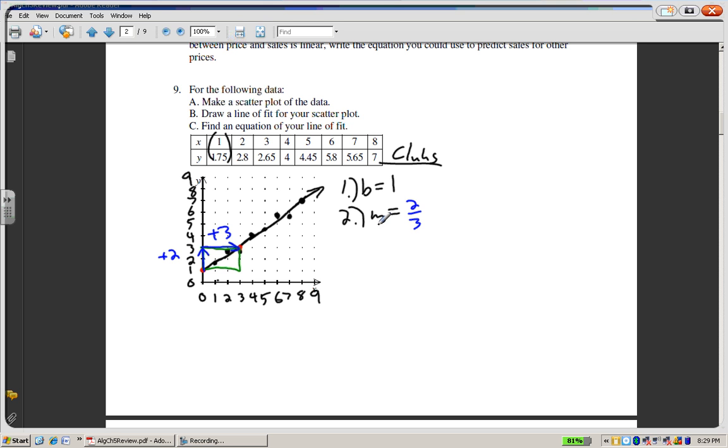And I'm close enough here. I've got both major clues. y equals mx plus b. So have I made the scatter plot? Yes. Have I drawn my line of best fit? Yes. Have I written my equation? Yes. I've done all three. And it always is helpful to make sure that you've answered the directions.